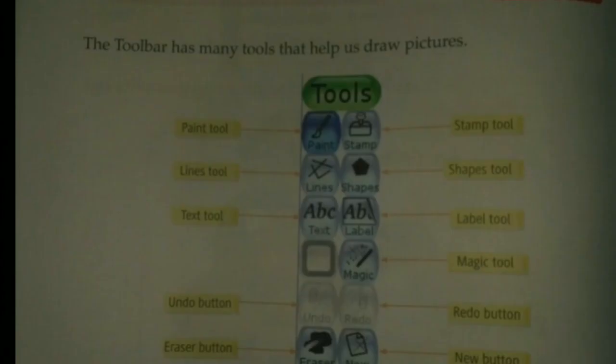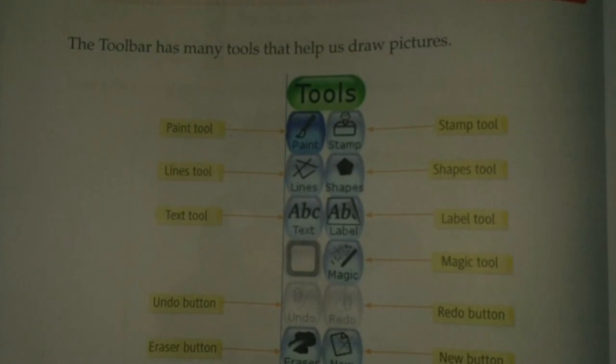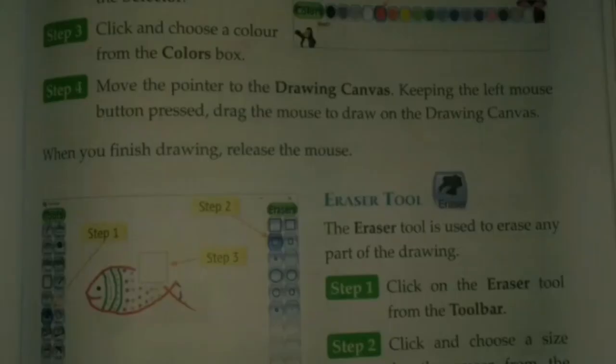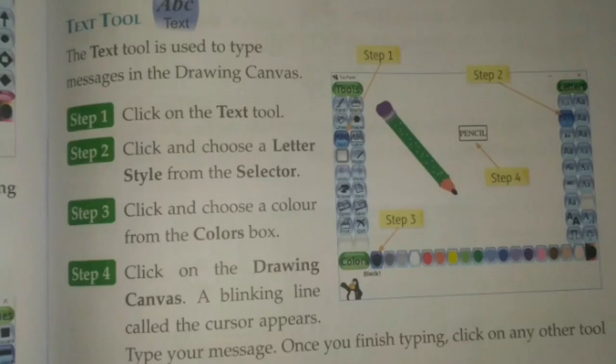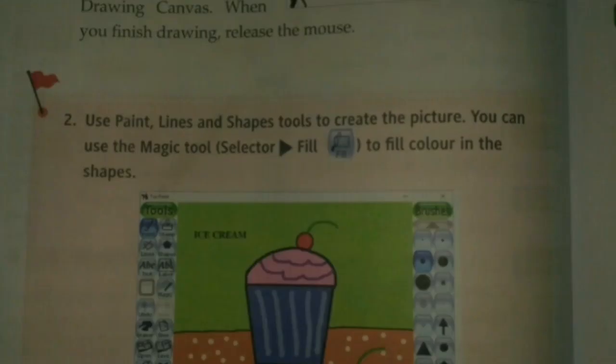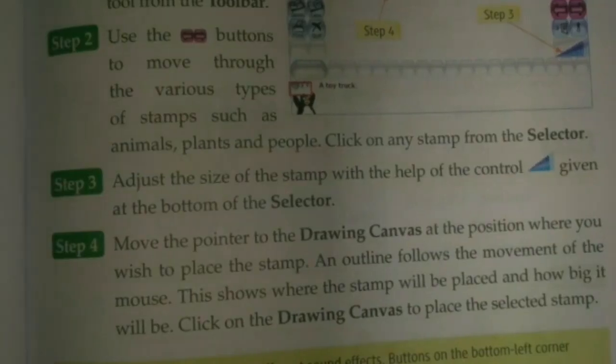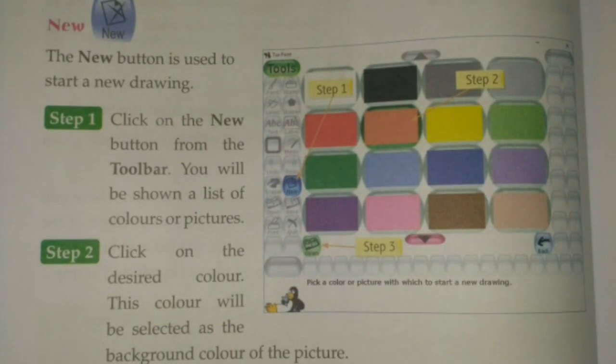And on page number 58, you have to fill in the boxes in the given figure with the following words. So you have to study. After studying all this, then you can easily write down those things. So do it. Next one, paint tool, erase tool, line tool, shapes tool, text tool, magic tool, stamp tool. Next, other controls such as new, save, open, quit.